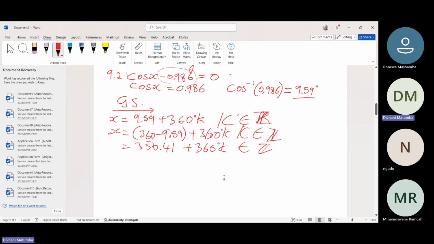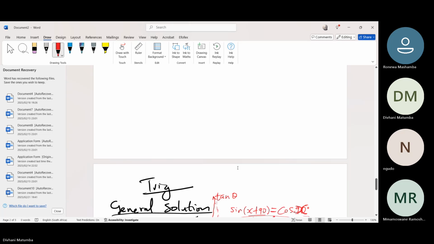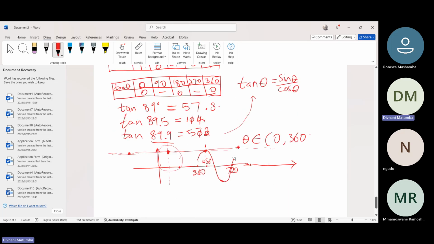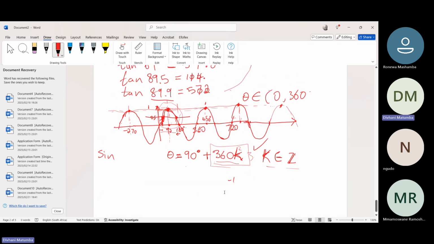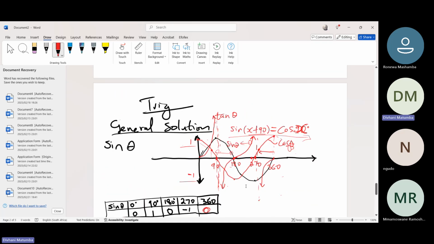Any question? I don't think there's any question. This is simple and straightforward. You just use your calculator. But I just want to show you where to find this in your graph. Where are my graphs? Where is my standard graph? Yes. This is our cos graph.